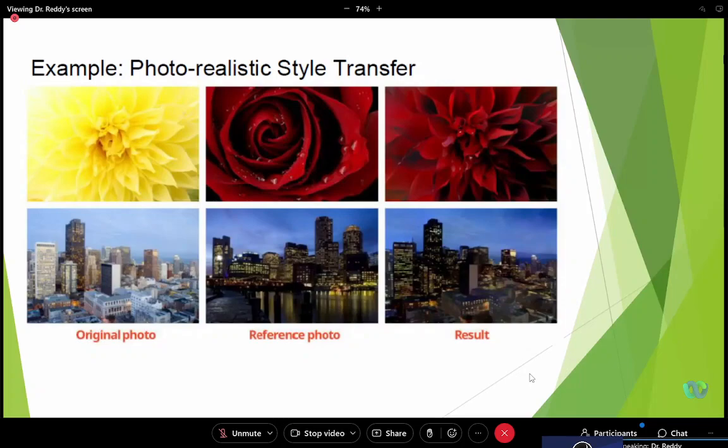Are you following me? How is this done, sir? Yes. Now the question is how it is done. Take the second example, the reference image: some buildings at night time, some texture. How the texture looks like, how the pixel values are going to be changed.